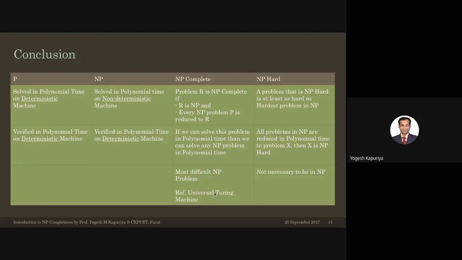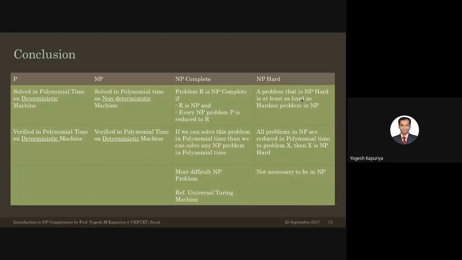The reference is universal Turing machine. Then the last category of problem statement is called NP hard problem. NP hard problem is, again, the hardest problem in NP, but not necessarily that it's always an NP problem, right? But the second case always applies. What is that? That if all problems in NP are reduced in polynomial time to problem X, then X is NP hard. So the only difference between these two is this line.